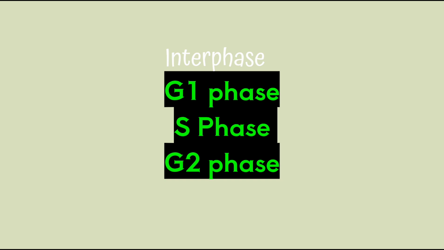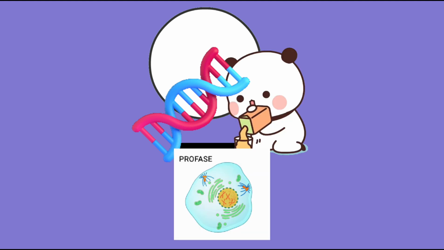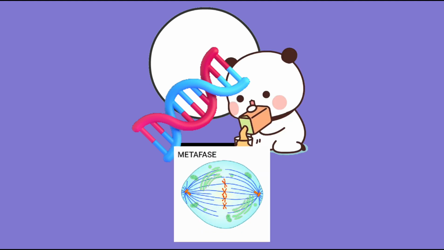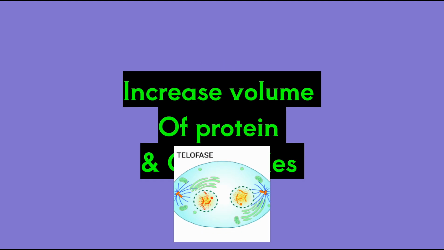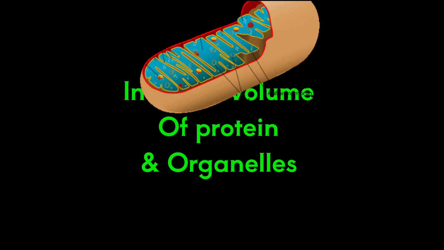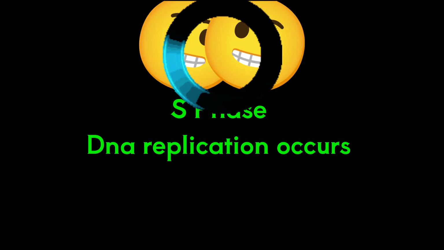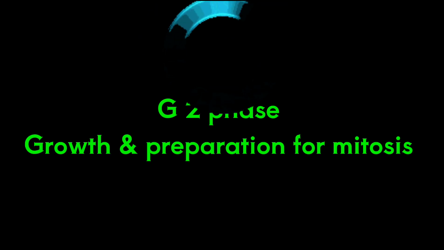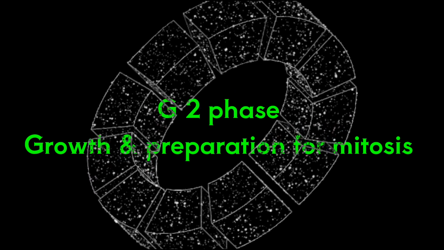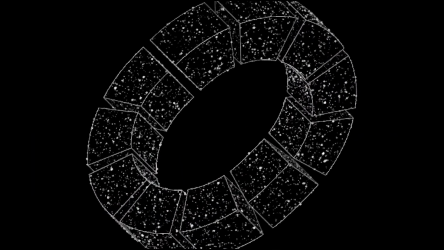So interphase is a period between cell divisions where the cell grows, copies DNA, and prepares for mitosis. In the G1 phase, the cell grows physically and increases the volume of both protein and organelles. In the S phase, DNA replication occurs, creating two identical copies of each chromosome. In the G2 phase, there is further growth and preparation for mitosis, ensuring all necessary materials are available.